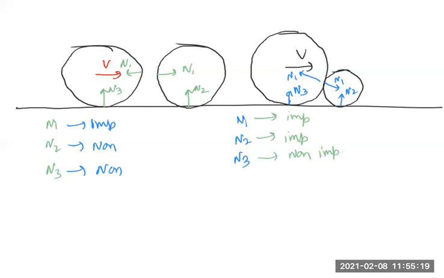Right. अब ऐसा क्यों? First, let me give an explanation. So N1 is impulsive. There is no doubt about this because it is the normal reaction of collision. Okay? Any normal reaction of collision is impulsive.